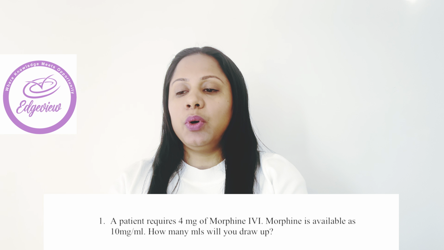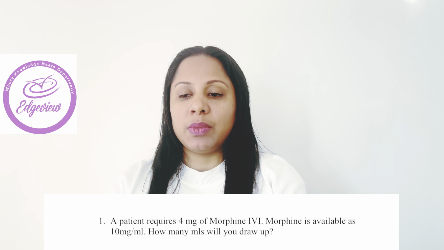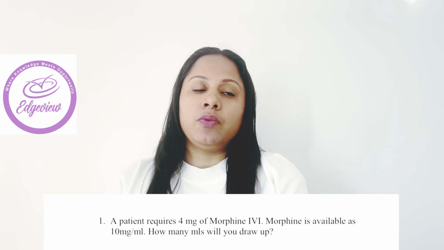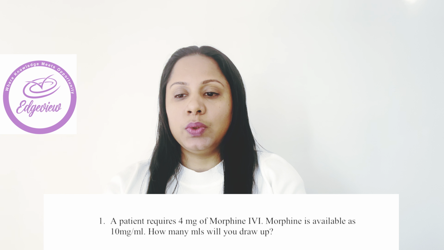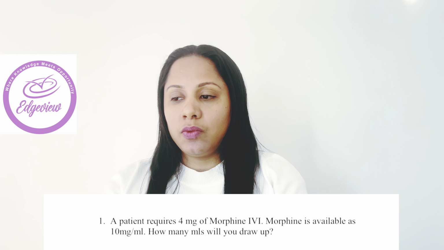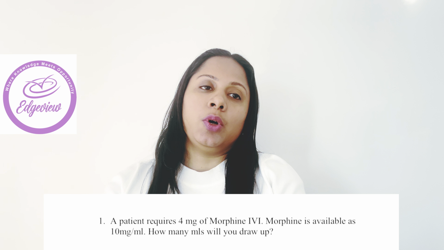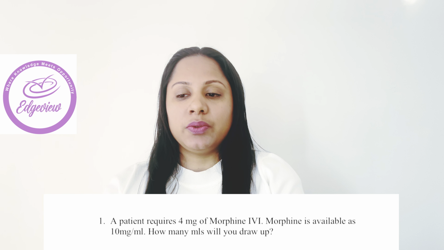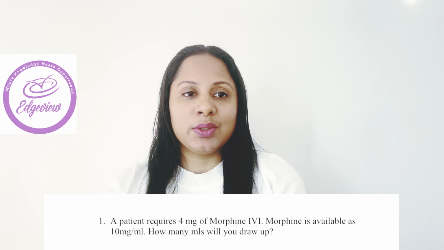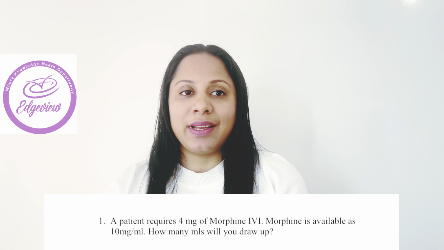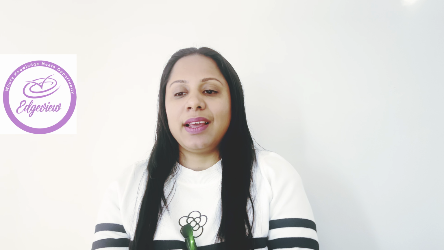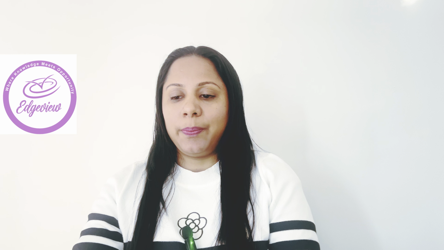A patient requires 4 mg of morphine IV. Morphine is available as 10 mg per ml. How many mLs will you draw up? We already saw the formula. What you want is 4 mg, and what you have is 10 mg per ml. So 4 divided by 10, multiplied by the quantity of 1 ml, so 0.4 ml should be the answer. You have to use the formula in your practice.